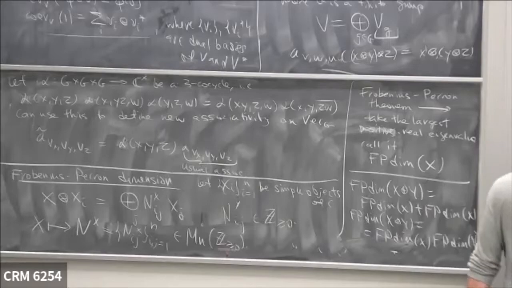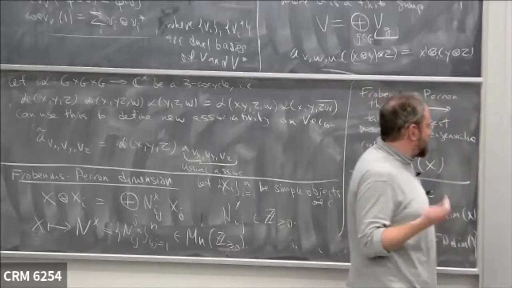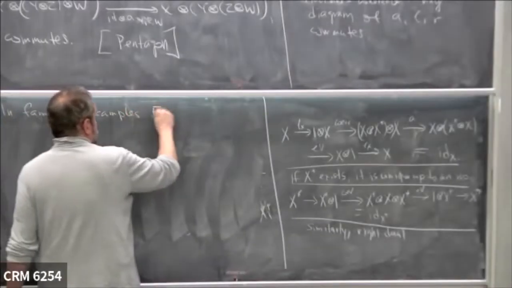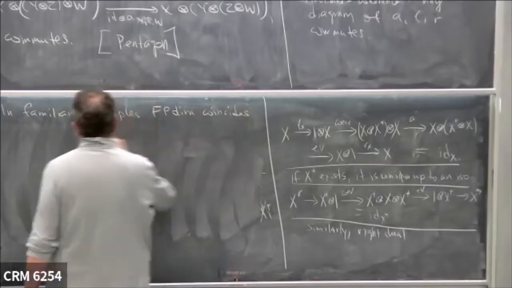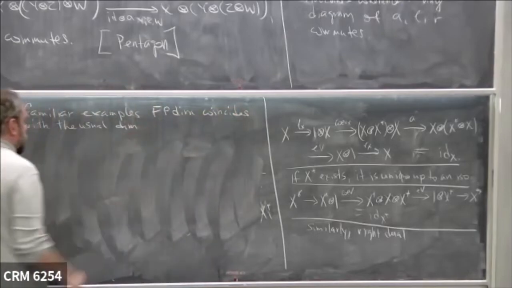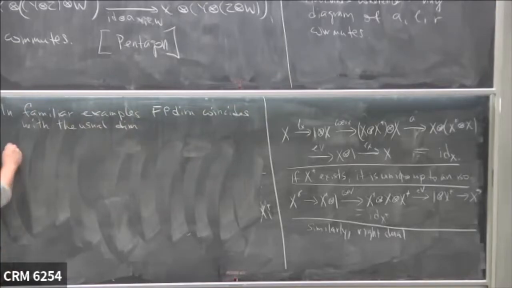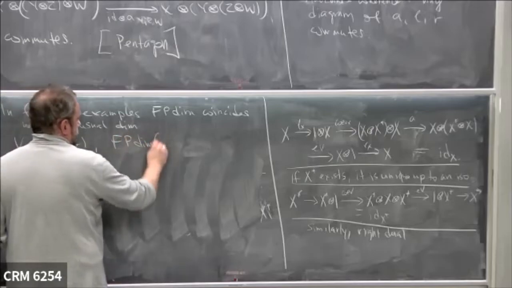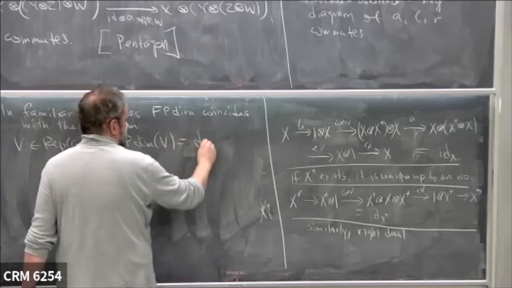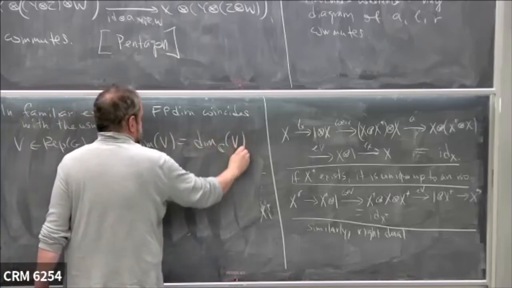Okay, so now again, this dimension takes values where? Well, it takes values in the reals. And the good news is that in familiar examples, the Frobenius-Perron dimension coincides with the usual dimension. So, for example, if V is a representation of a group G, then the Frobenius-Perron dimension of V is the same as the vector space dimension of V.